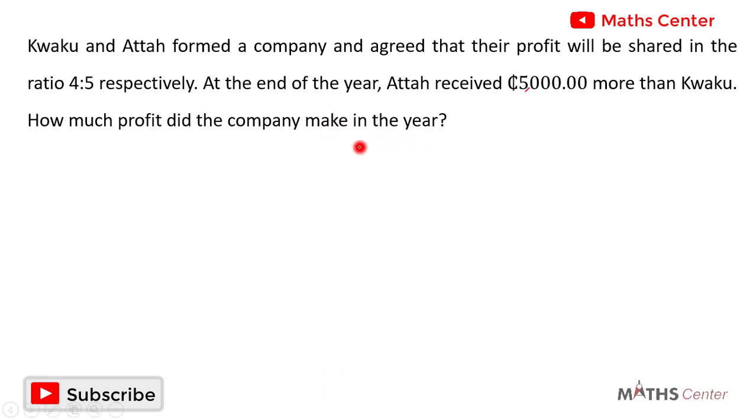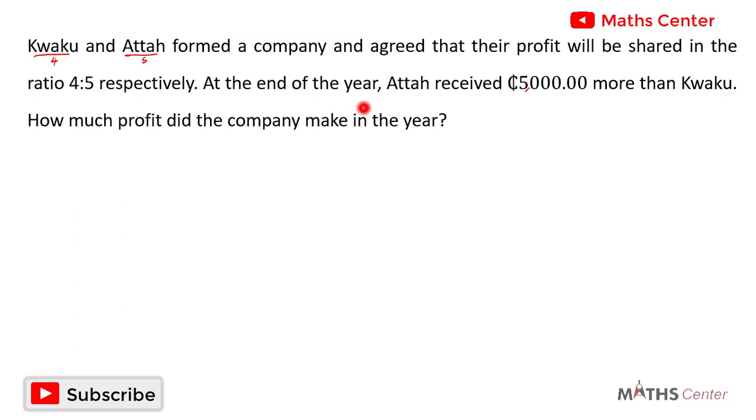So we have two friends who entered into a business agreement, Kweku and Atta. They formed a company and they agreed that at the end of each year, they are going to share the profits that they will get from the company in a ratio of 4:5 respectively. So what it means is that Kweku's part of the ratio is 4 and Atta's part of the ratio is 5.